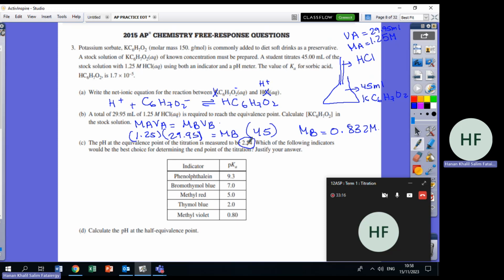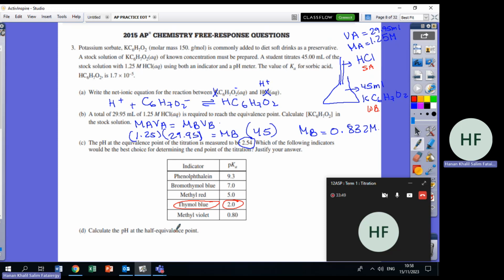Of course, we are expecting the pH to be less than 7 because I'm titrating a strong acid with a weak base. Okay, if this is a strong acid, this is a base. pH 2.54. Why? Because the acid is stronger than the base. Which of the following indicators will be the best choice? Of course, we will choose the indicator whose pH is very close to 2.54. Okay, which one is the closest? It is this one, thymol blue.